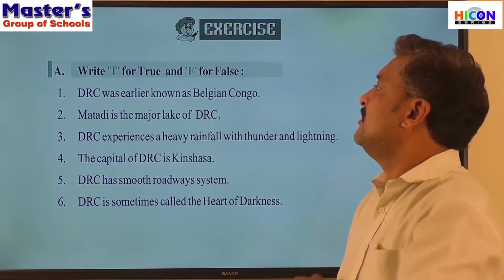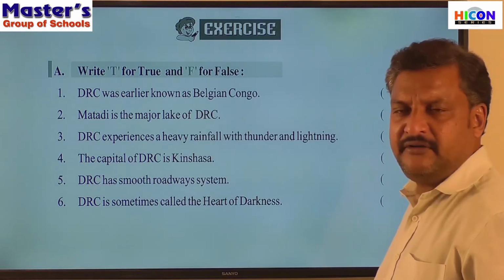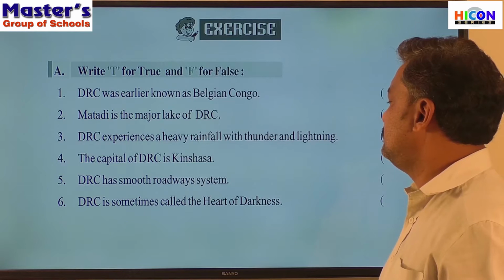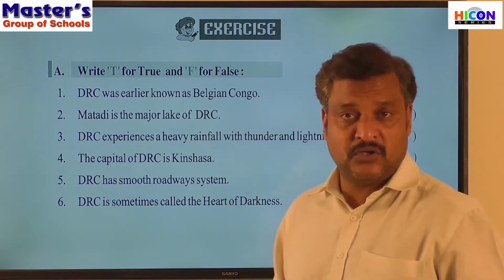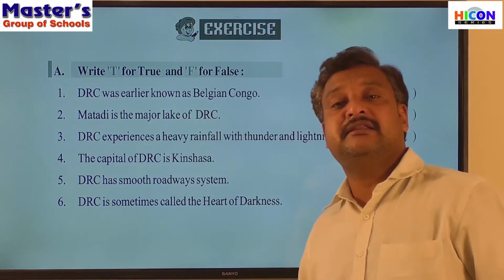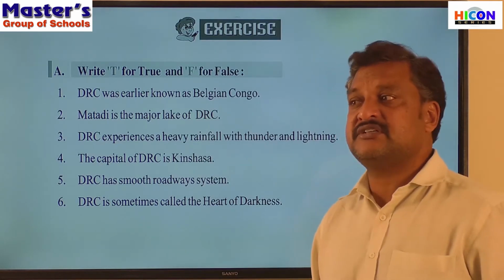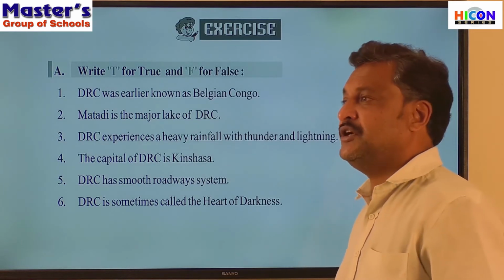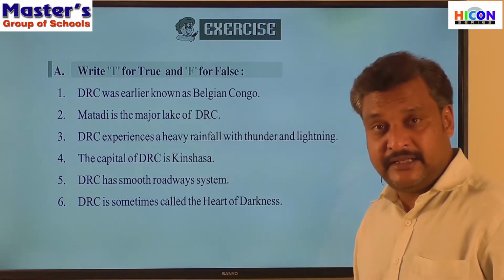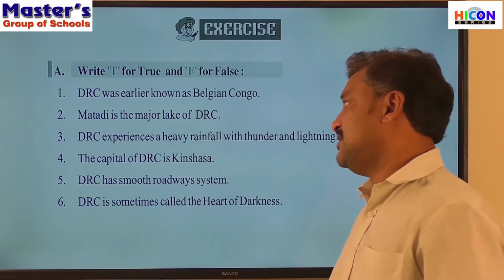So the first one, DRC was earlier known as Belgian Congo. In the lesson we have learned that DRC was a Belgian colony and it got freedom from Belgium in the year 1960. Until then, it was known as the Belgian Congo, isn't it? Until that year, it was called the Belgian Congo. Yes, so that is a true statement.